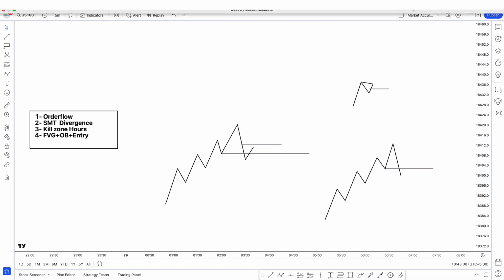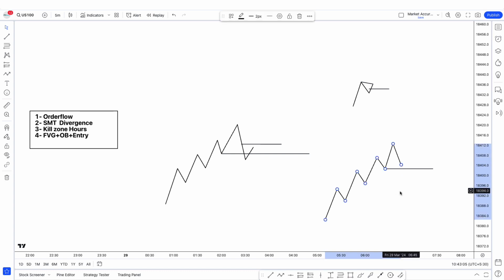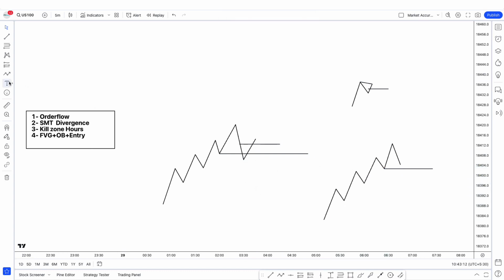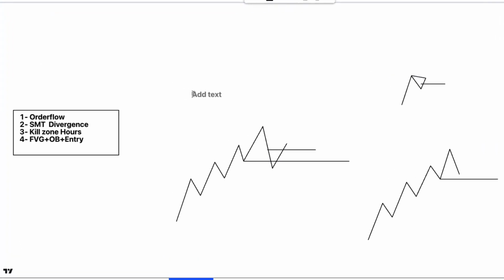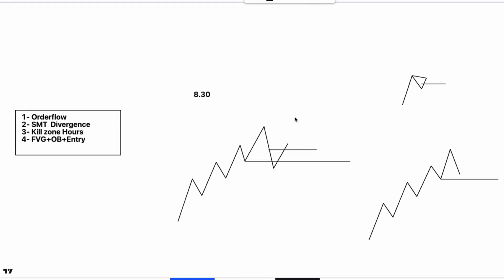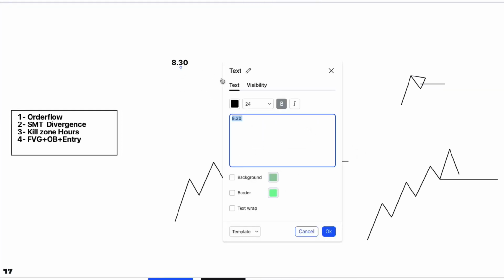I hope you understand what I'm trying to say. So anyways, when you have a market structure shift here, now your entry, I'm talking about indices, okay? Now for Forex, you can use 8:30, after 8:30. So your entry must be at 8:30 precise or after 8:30, till 11:15 New York time, okay?